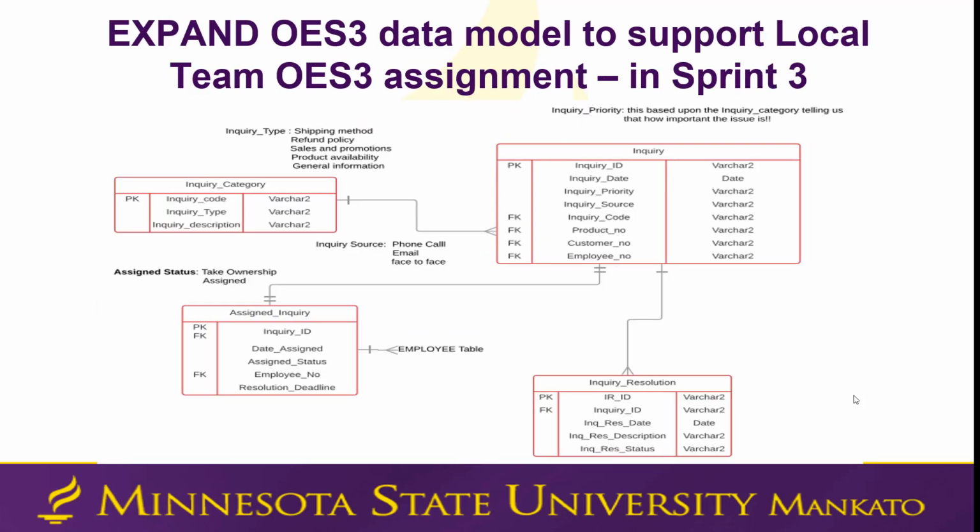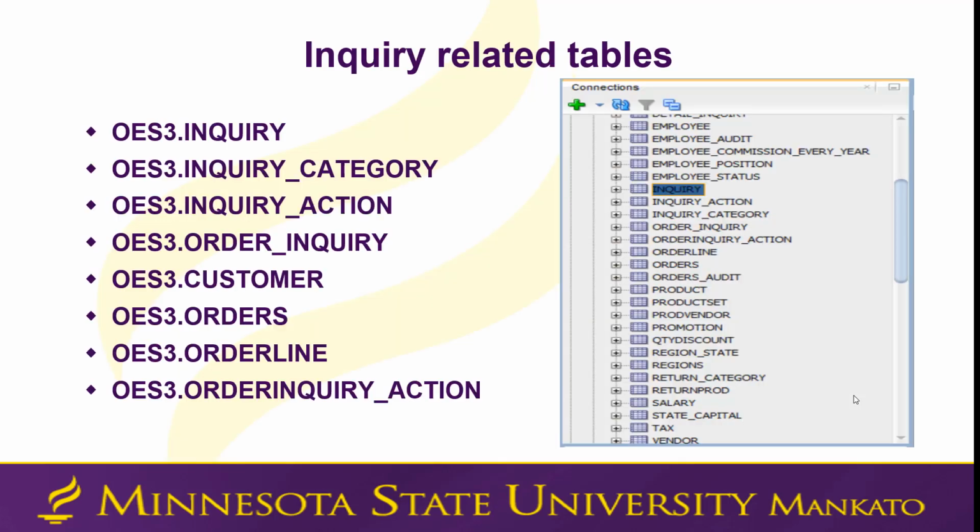We also have our previous data model from Sprint 3, which has the inquiry category, the inquiry table, the assigned inquiry and inquiry resolution. But for Sprint 4, we've been able to work on it and have a better data model that fits well with our fuzzy logic. So this is the data model that we have for Sprint 4.